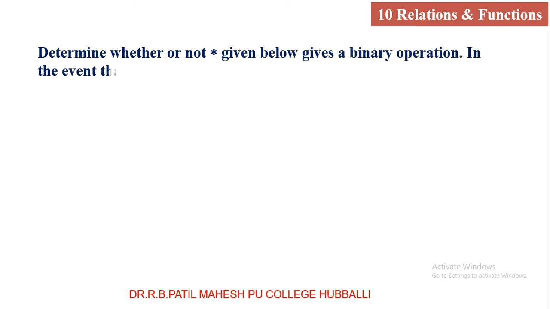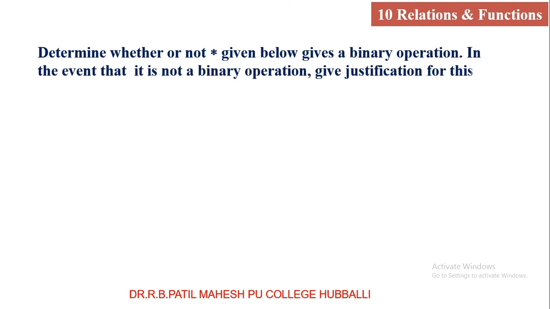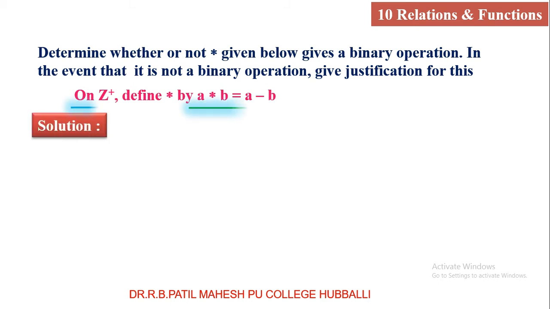Determine whether or not star given below gives a binary operation. In the event that it is not a binary operation, give the justification for this. Number 1, these are the examples for 1 mark questions. On Z plus, define star by A star B is equal to A minus B. Students, here the set is Z plus, the set of positive integers, and the operation is A star B equal to A minus B. Check whether it is a binary operation on this set or not.